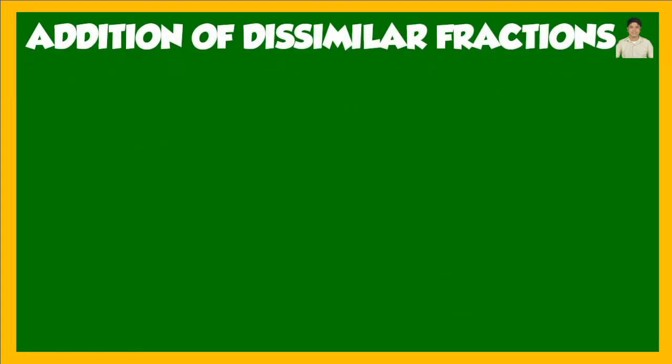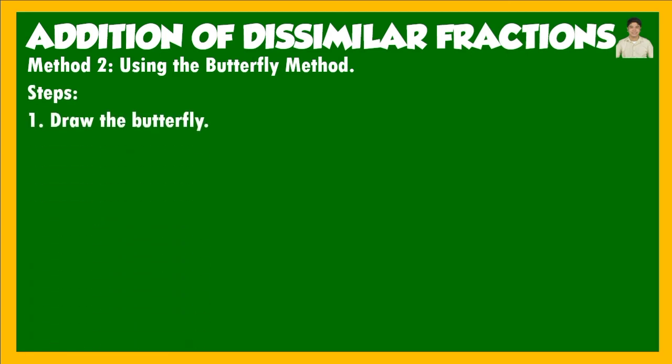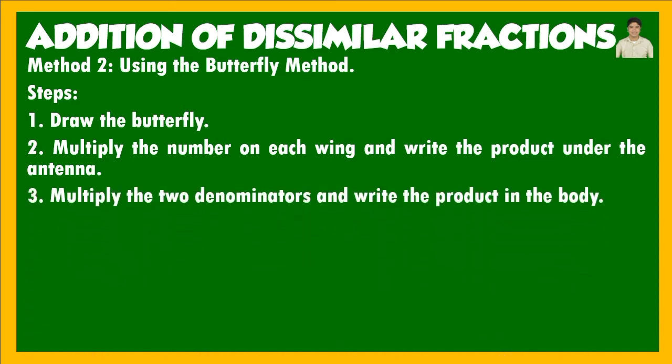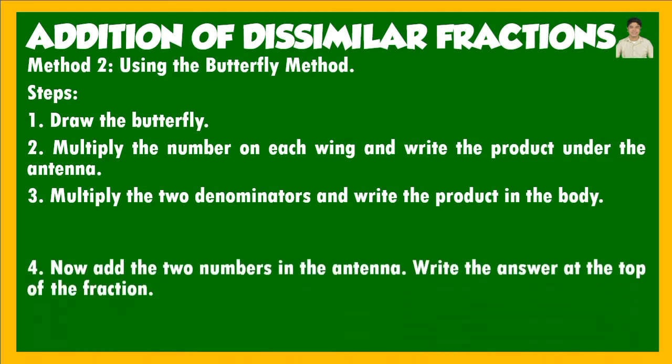Now, what about the second method? Using the butterfly method. So, yung butterfly method na to yung pinakamadali sa lahat. Okay. Steps. Draw the butterfly. Second, multiply the number on each wing and write the product under the antenna. Multiply the two denominators and write the product in the body.